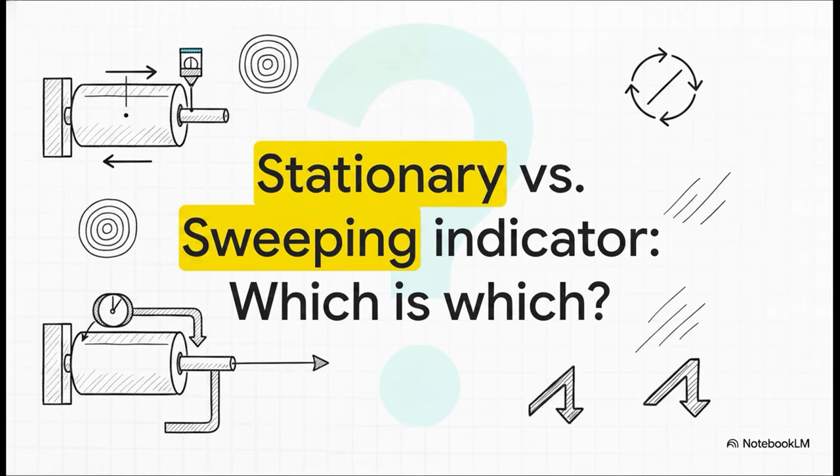All right, quick quiz time, just to make sure we're tracking. Let's say you have a machinist inspecting a shaft. Setup A has a stationary dial indicator touching one point on the spinning shaft. Setup B has the indicator sweeping continuously across the entire length of the spinning shaft. Which physical setup corresponds to which GD&T symbol? Take a second and mentally map the inspection setups to what we just went over.